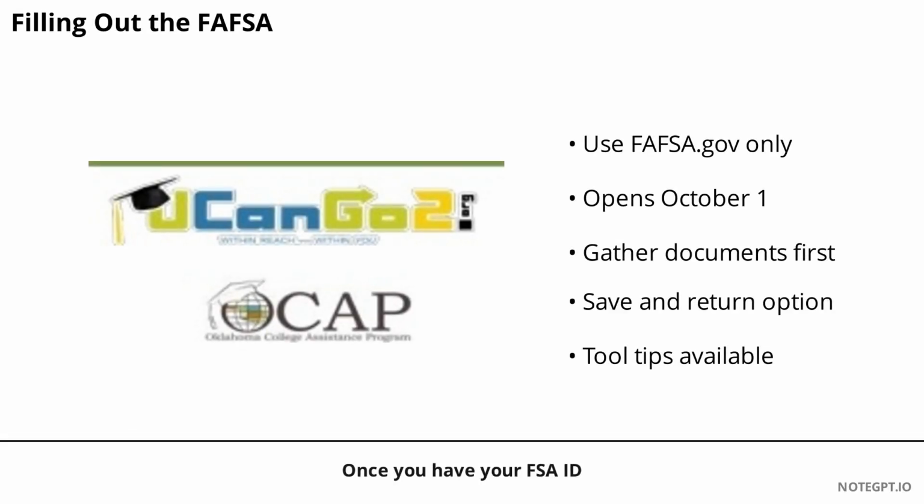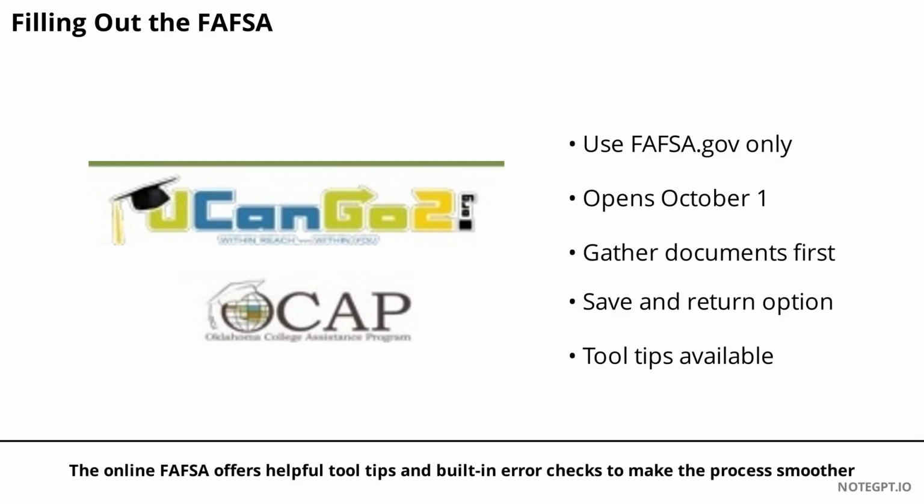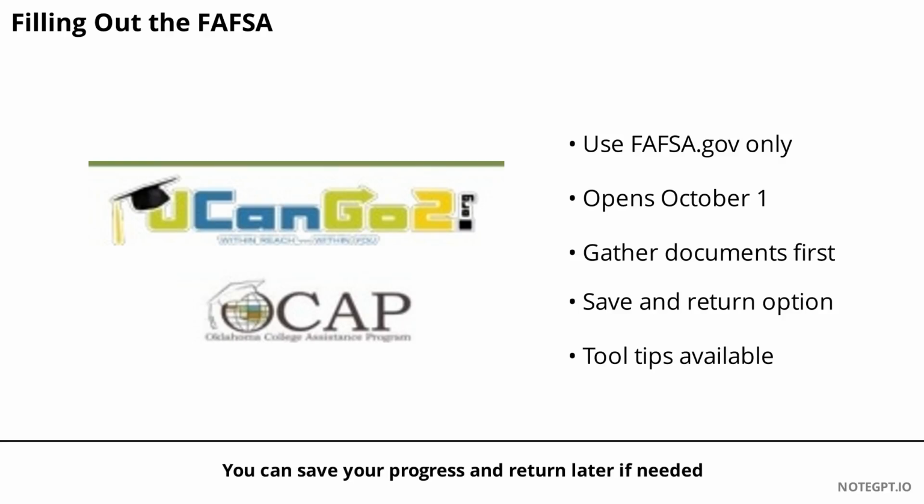Once you have your FSA ID, you're ready to start the FAFSA. Always use the official website, fafsa.gov. It's free to apply. The application opens October 1 each year, and it's best to complete it as soon as possible to maximize your aid. You'll need information like your social security number, tax returns, and details about your schools of interest. The online FAFSA offers helpful tooltips and built-in error checks to make the process smoother. You can save your progress and return later if needed. Let's look at what you'll need to gather before you begin.